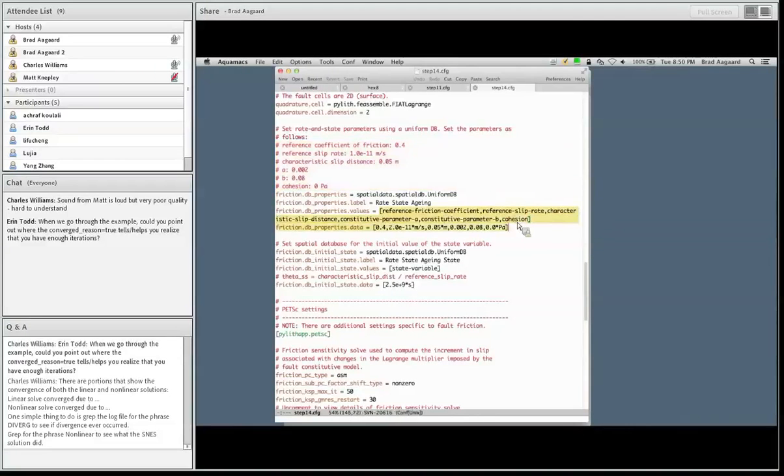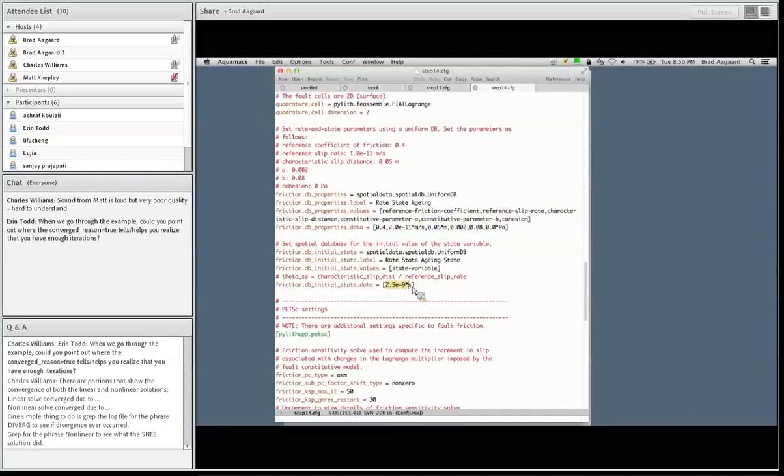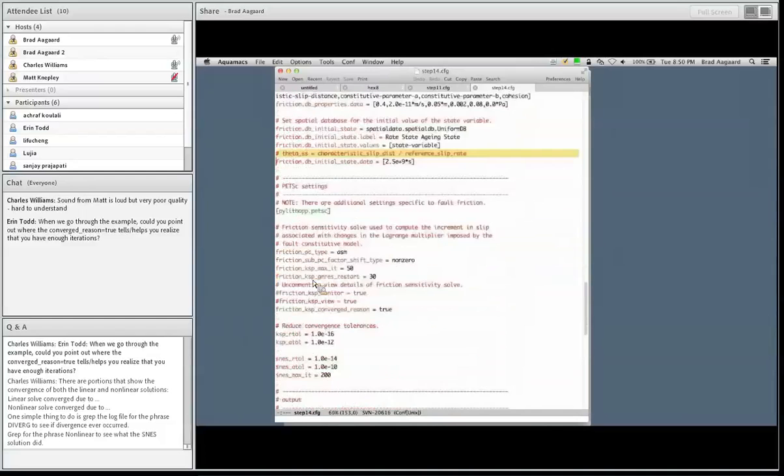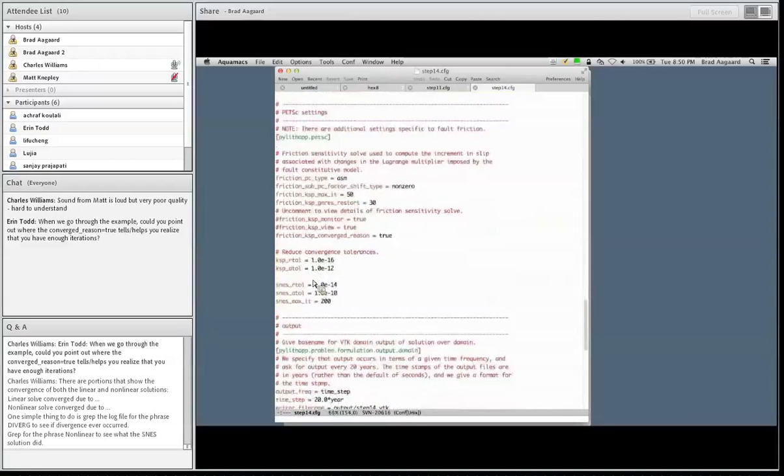So here's what that looks like when you put it in a uniform database. For our state variable, this is our friction state variable. We're going to give an initial value to that state variable. Then we're going to give it a value of 2.5 times 10 to the 9th seconds. And this is how we came up with 2.5. We're going to use a steady state variable that comes from the characteristic slip distance divided by the reference slip rate. And here are our solver parameters.